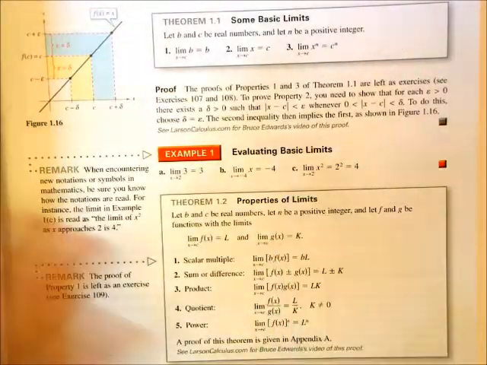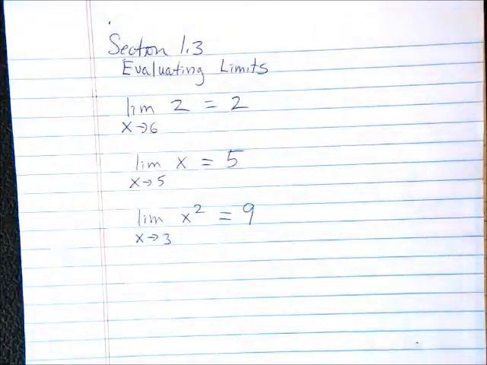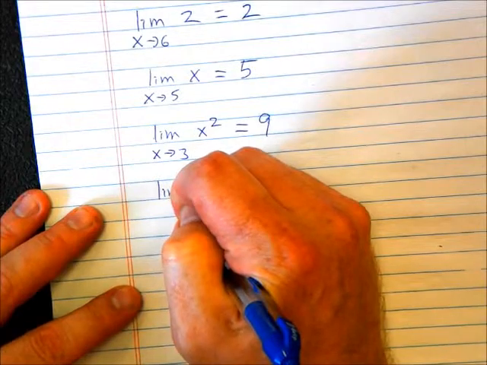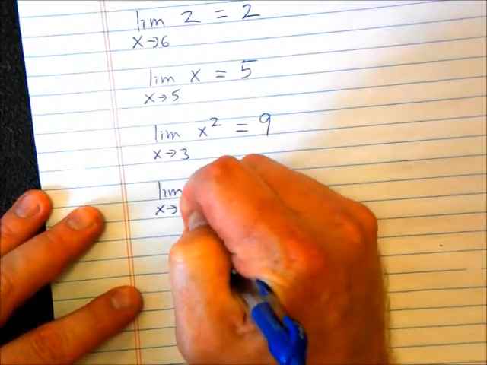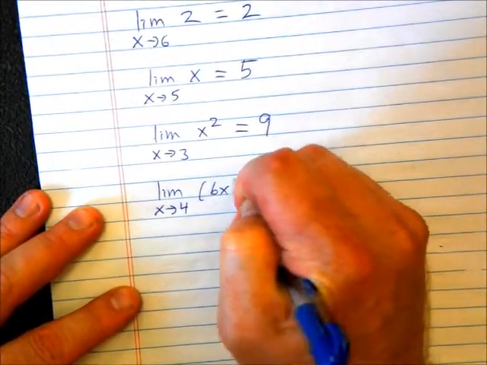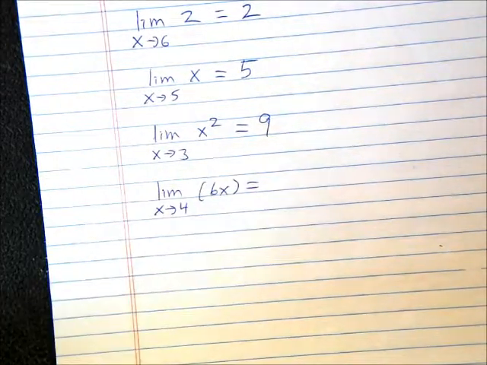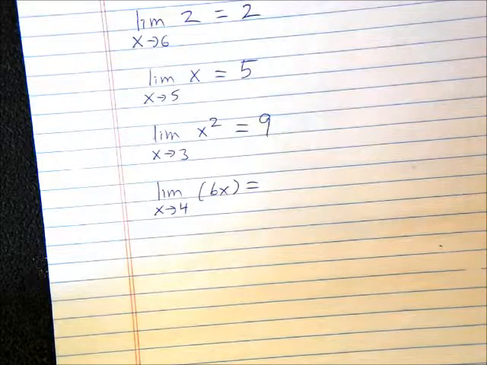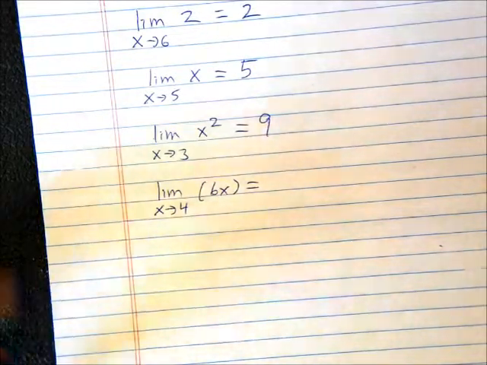So in symbols, these all look pretty crazy. In practice, they're all very simple. I'm just saying things like this. The limit as x goes to 4 of 6x is... When x gets close to 4, 6x gets close to 24.